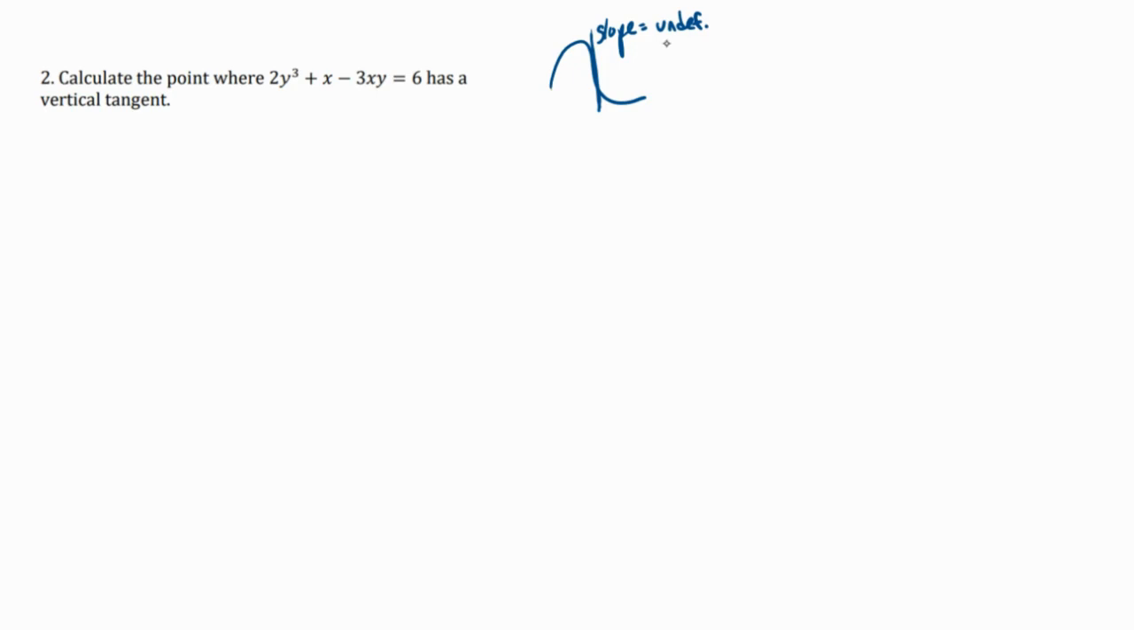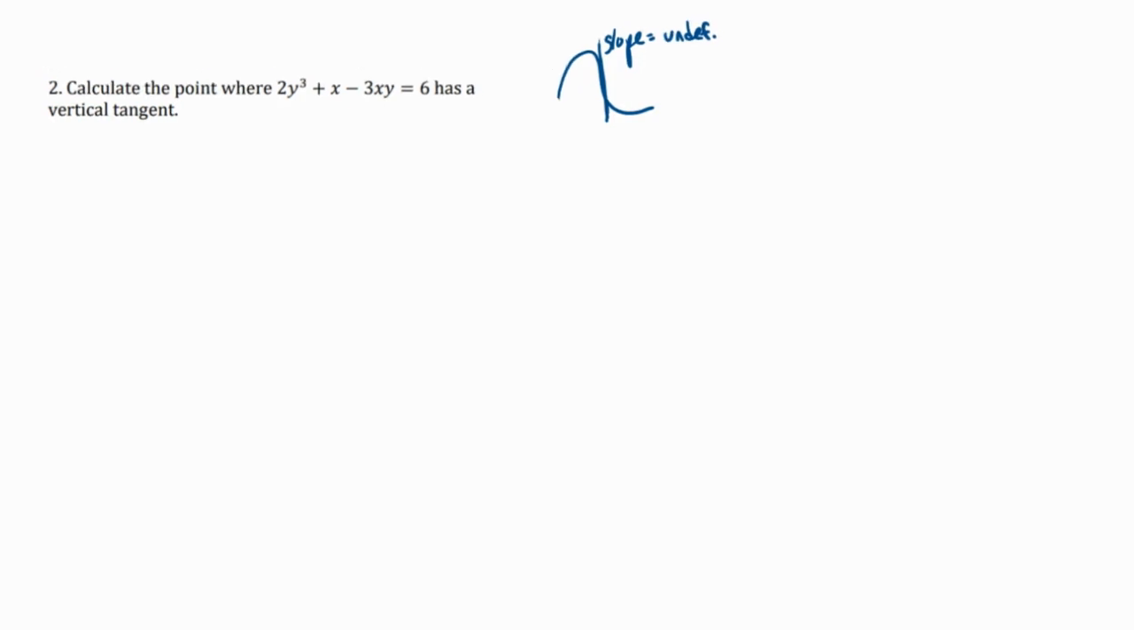Okay, so first thing we're going to do is find the derivative, and we are going to have to use implicit differentiation. To take the derivative of 2y cubed, use the power rule, that's going to be 6y squared, and you have to use the chain rule times the derivative of y, which is y prime. So use the power rule, but also every time you take the derivative of y, you have to use the chain rule. The derivative of x is just 1.